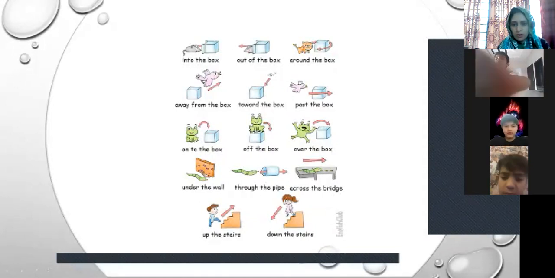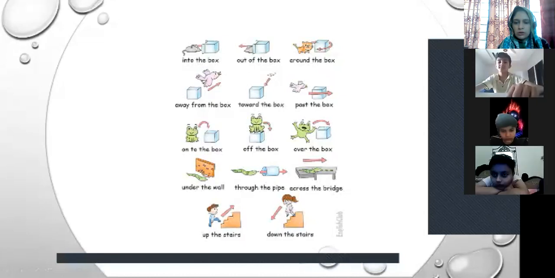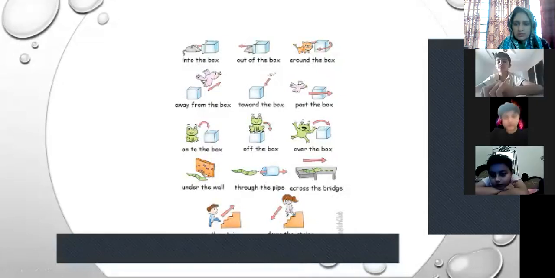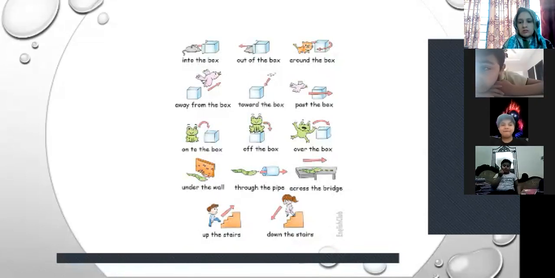So over the box, as you see, over, like it needs to jump over the box, right? Under the wall, as you see, this insect is going under the wall. This is going through the pipe. Through the pipe means it's going through it. Across the bridge means on the other side of the bridge. Across means when you go on the other side of something, that means across the bridge, okay?